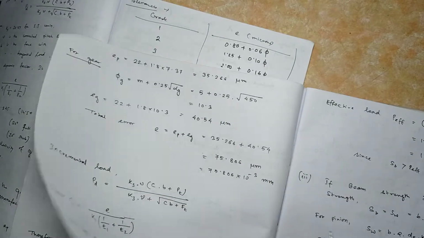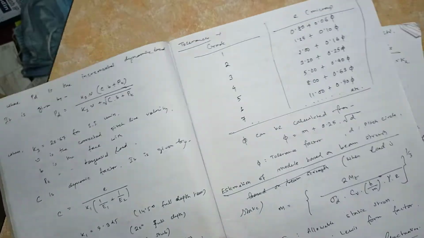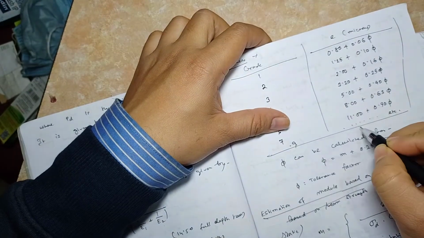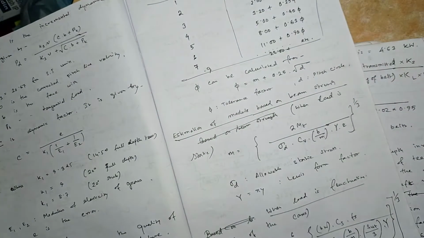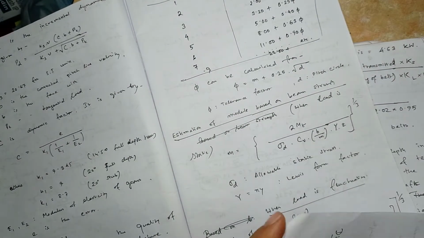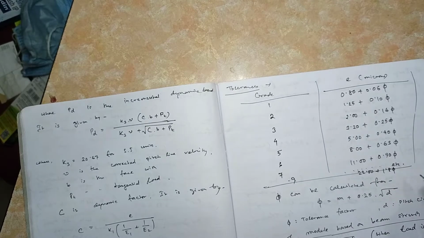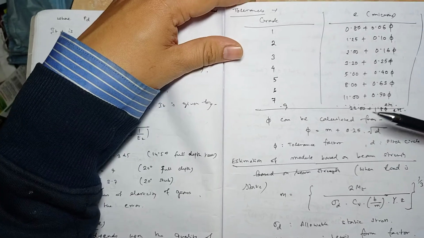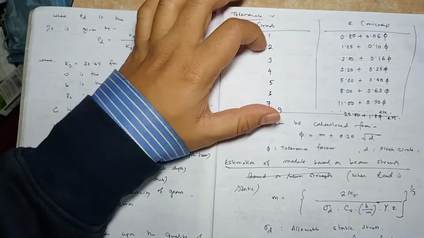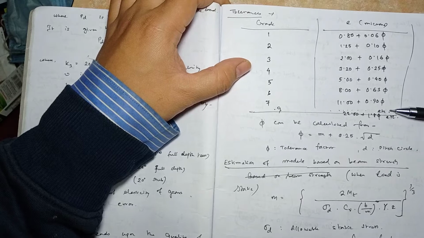Sorry, 22.00 plus 1.85. Okay, so this is for grade 9. This is actually required. So you plus, I'll share this table with you. Okay, so this you have to take from the table.